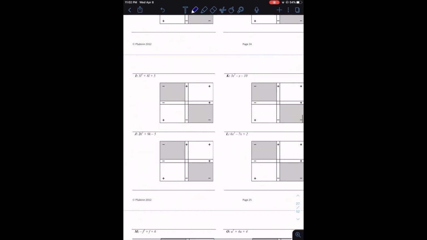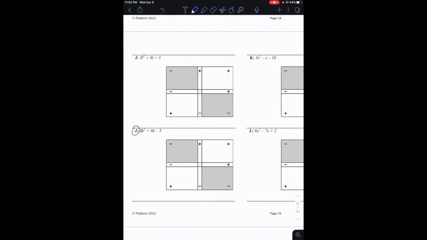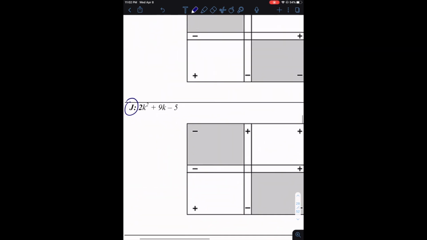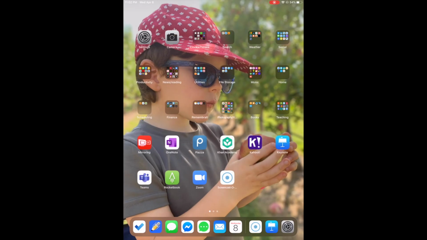So let's do a couple more examples. Let's pick one with a coefficient that is not 1. So we have 2k squared plus 9k minus 5. 2k squared plus 9k minus 5.